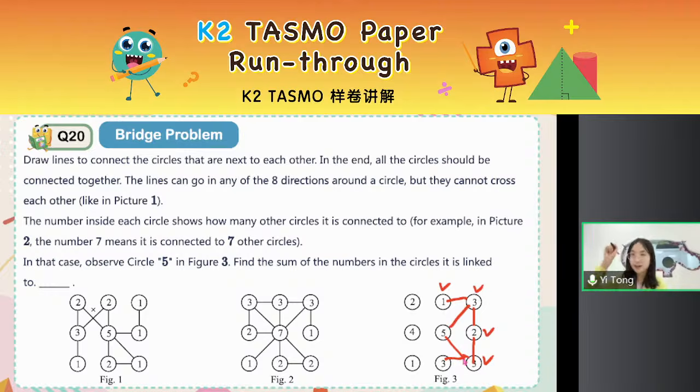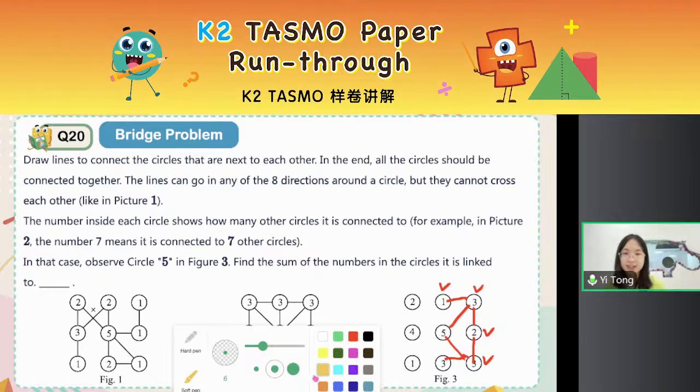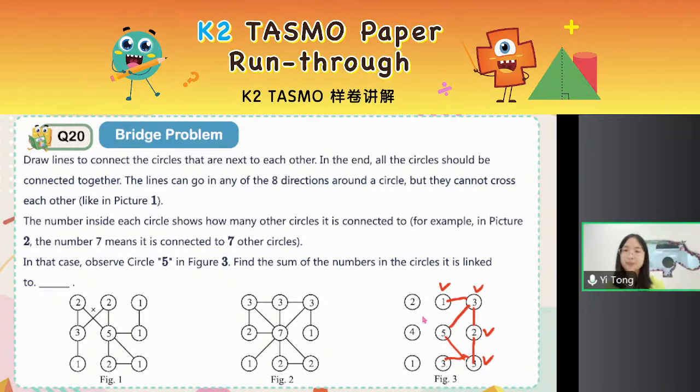Remember to give a little tick. Now look at the other bridges. Let's use a different color. This time let's use purple. So 2. Let's see. Can we connect to the 1? Can we connect again? No, we already have a bridge. So 2 goes down and goes down.